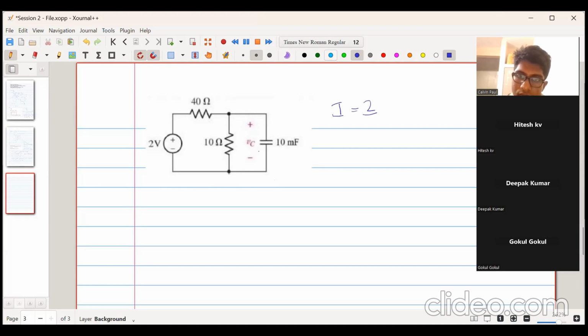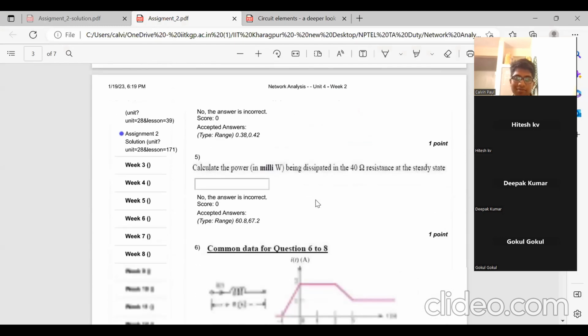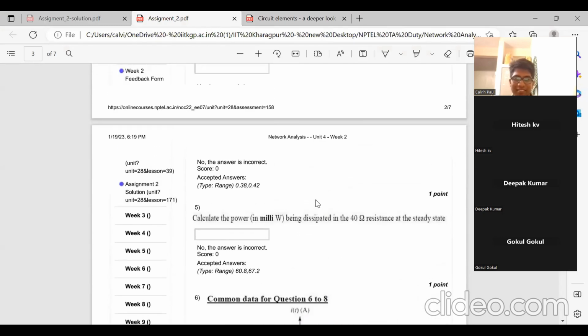0.04 ampere. Yes, it will be 0.04 ampere. So what will be the voltage across the 10 ohm resistor? 0.4 volt. Yes, 0.4 volt. So you guys solve the question instantaneously.